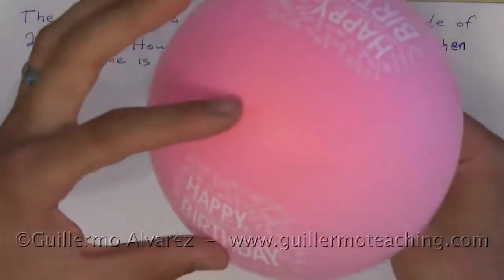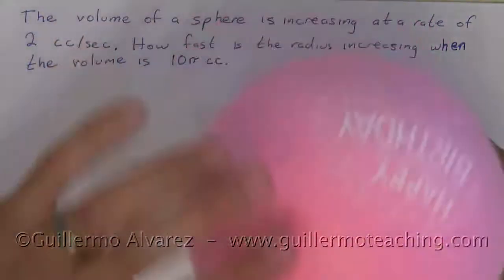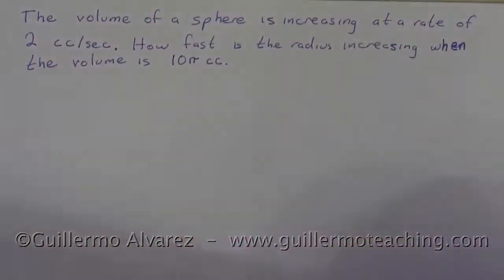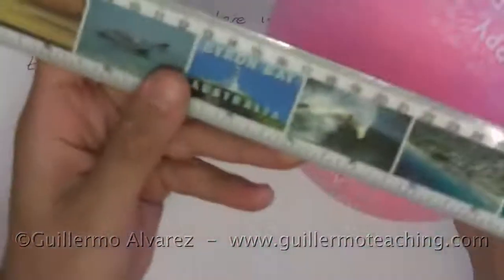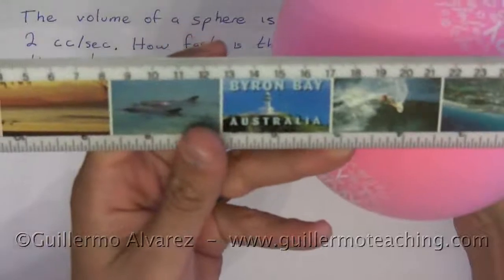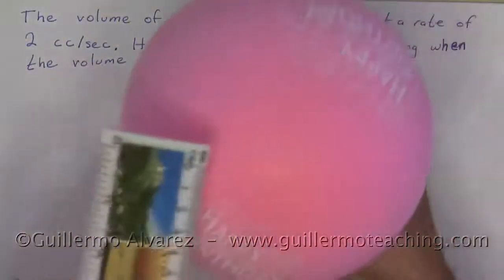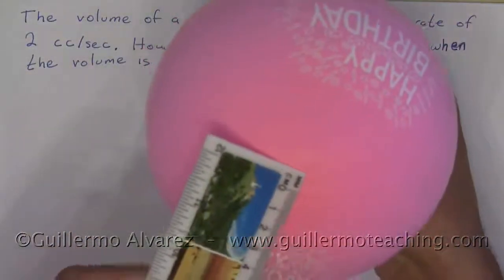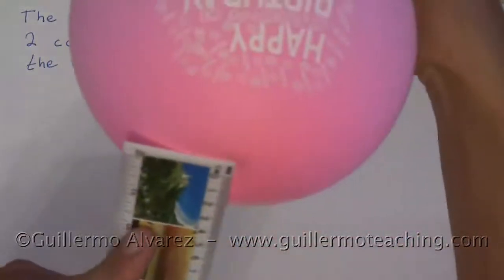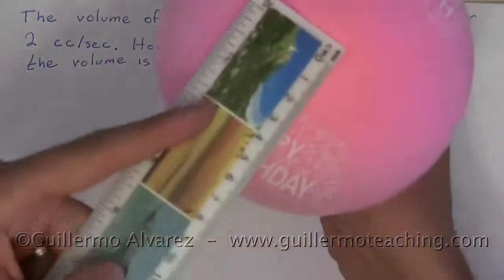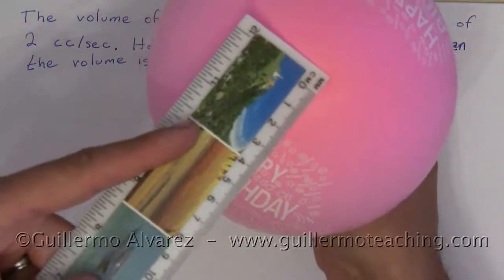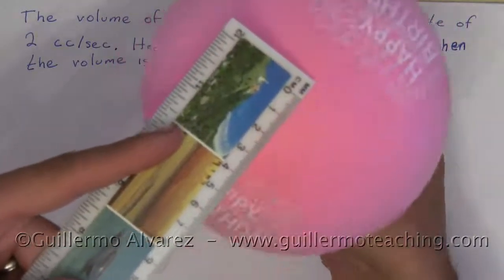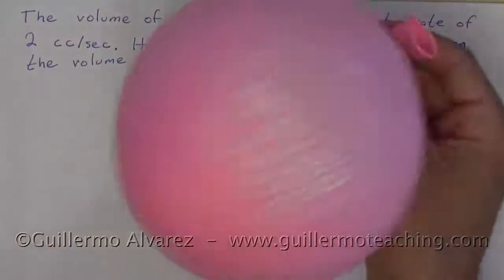Let me grab a ruler real quick. Alright, I've got my handy dandy ruler here. This is Byron Bay, Australia. Okay, so if we measure this, we'll notice that it has a radius of about 6 centimeters. So I just blew in it once and it went from 0 centimeter radius to about 6 centimeters.